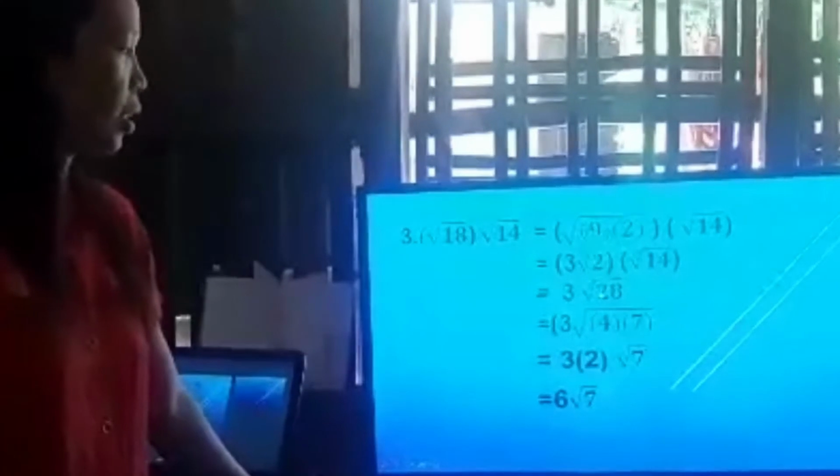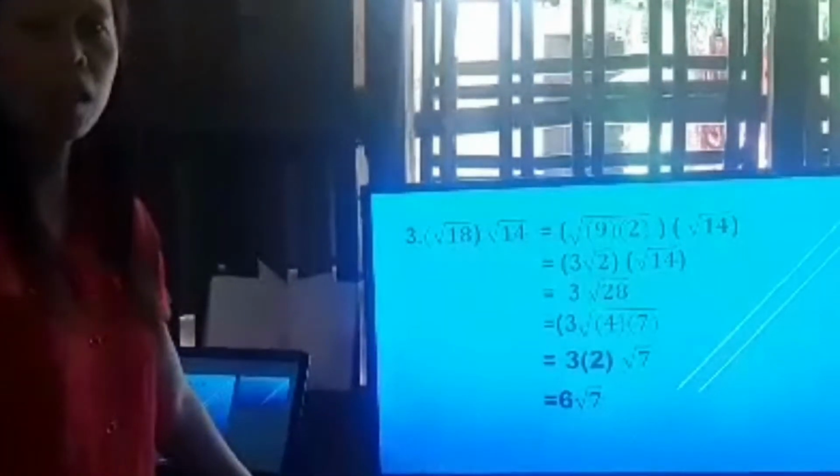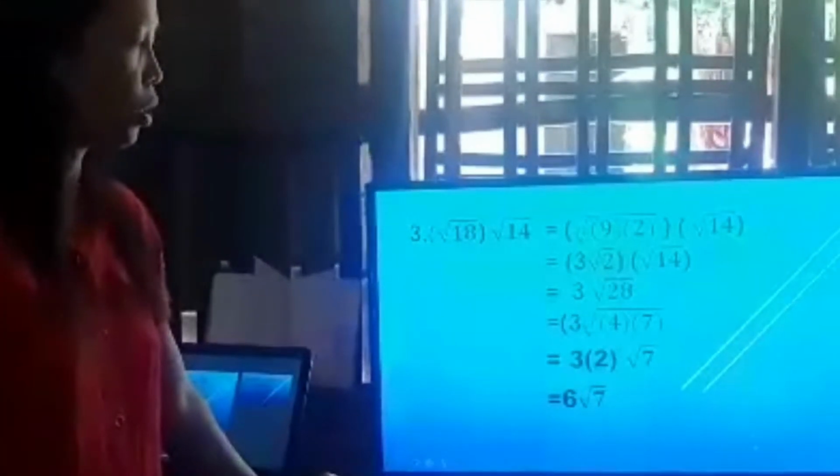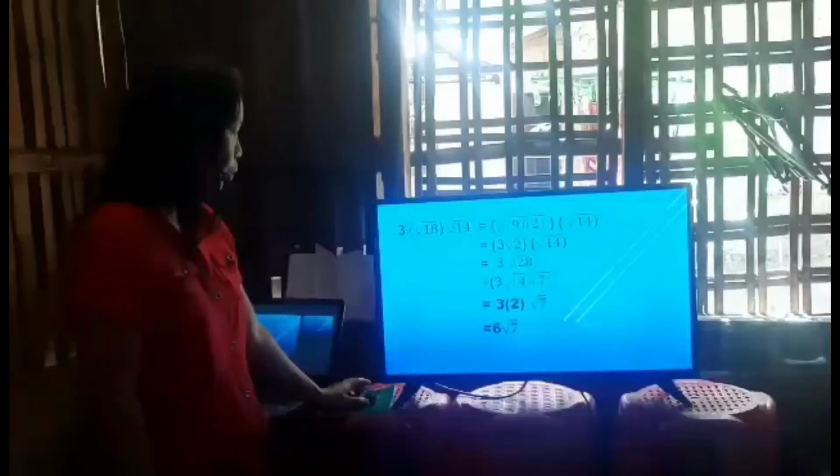the square root of 28. Since the square root of 28 has a perfect square factor, we are going to factor 28 to 4 times 7. So 3 times the square root of 4 is 2, and the square root of 7. We have 6 square root of 7 is the final answer. Let's have another problem.